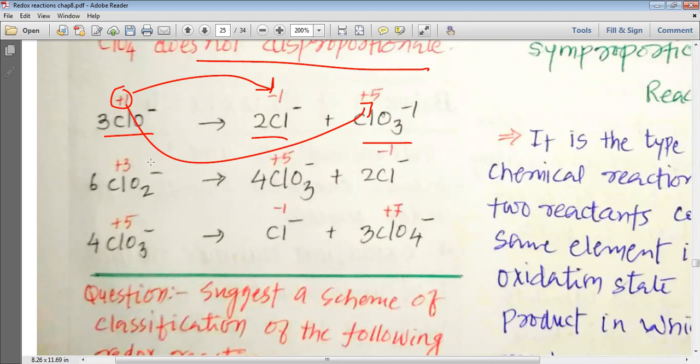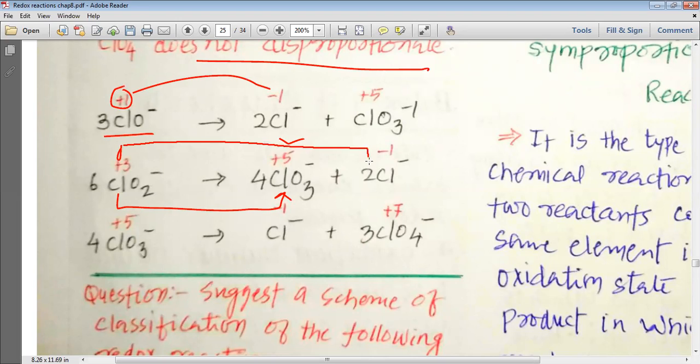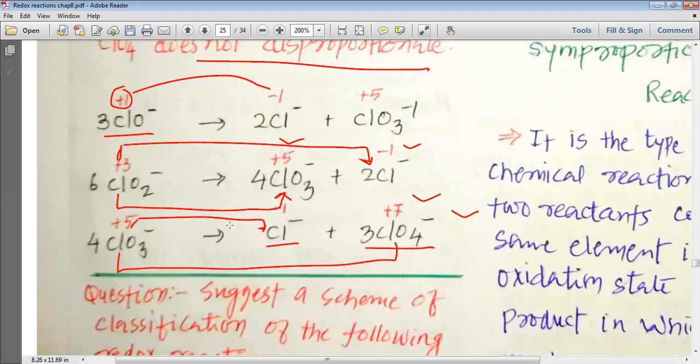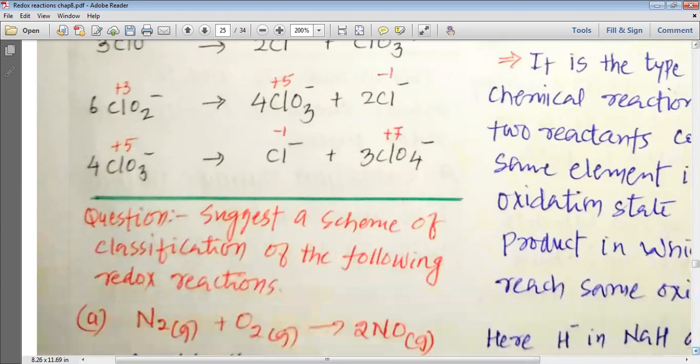In the same way, you can see that ClO2 minus has Cl in plus 3 oxidation state, where it goes to the plus 5 oxidation state, where oxidation takes place, and from plus 3 it goes to the minus 1 oxidation state, where the reduction takes place. When we have Cl plus 5, ClO3 minus goes to 3ClO4 minus, which is plus 7 oxidation state, and the reduction gives Cl minus, which is minus 1 oxidation state. So these are the various disproportionation reactions that we can write for ClO minus, ClO2 minus, and ClO3 minus.